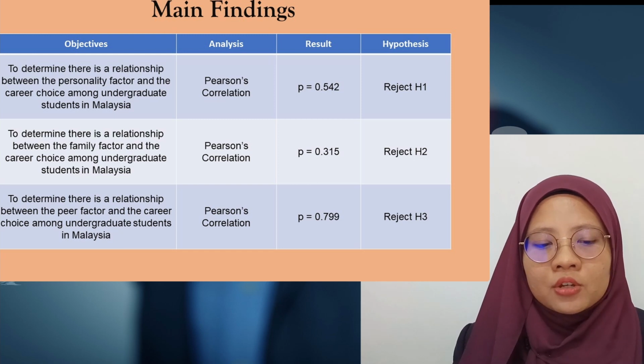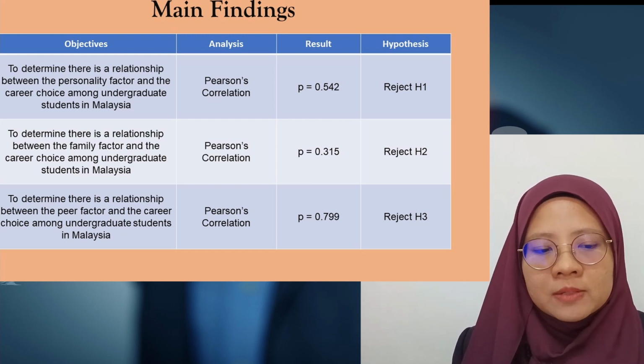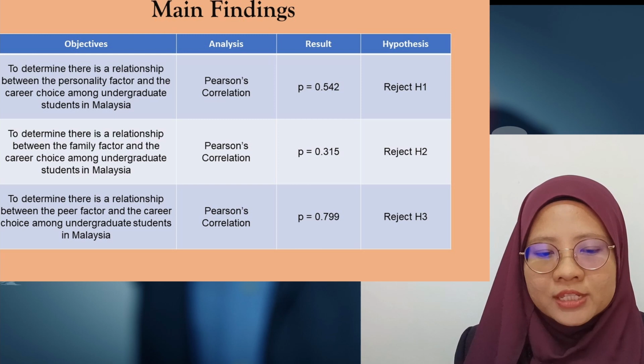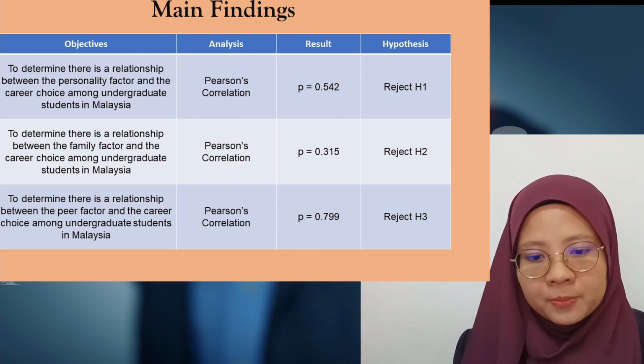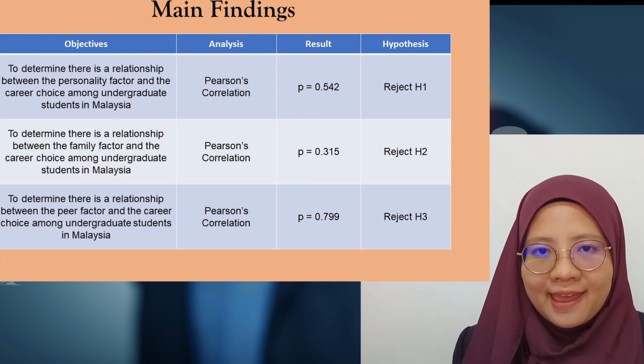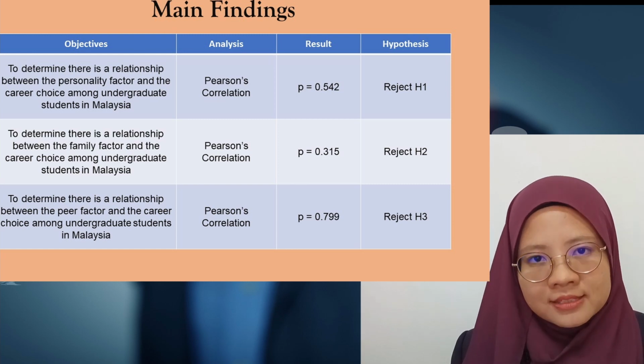So we can conclude that there is no relationship between the three factors, which are personality, family, and peers, with career choice. Hence, the research questions have been answered.